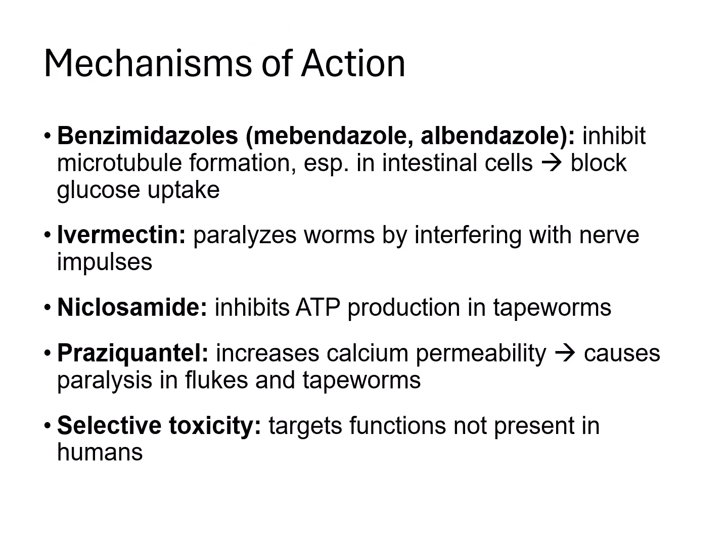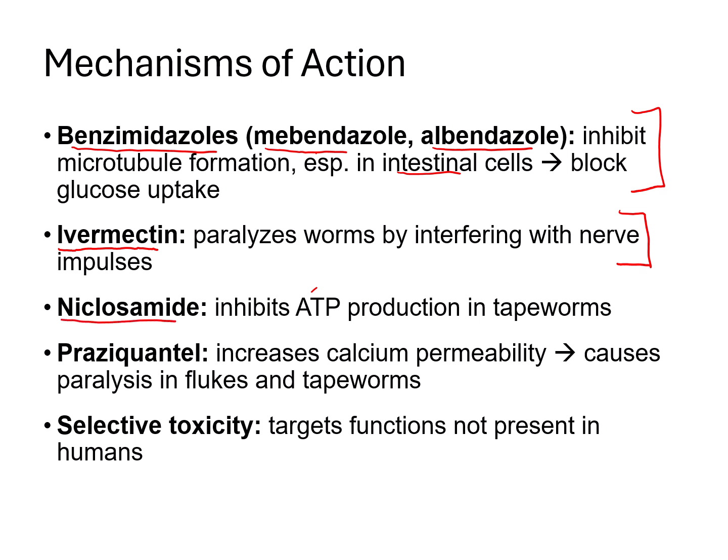Here are several examples of antihelminthic drugs. We have our benzimidazoles, such as mebendazole or albendazole. These block microtubule formation, especially in the intestinal cells, so now the worms cannot absorb glucose and they essentially starve to death. Here, ivermectin, this one disrupts nerve signaling, and that leads to paralysis and death.